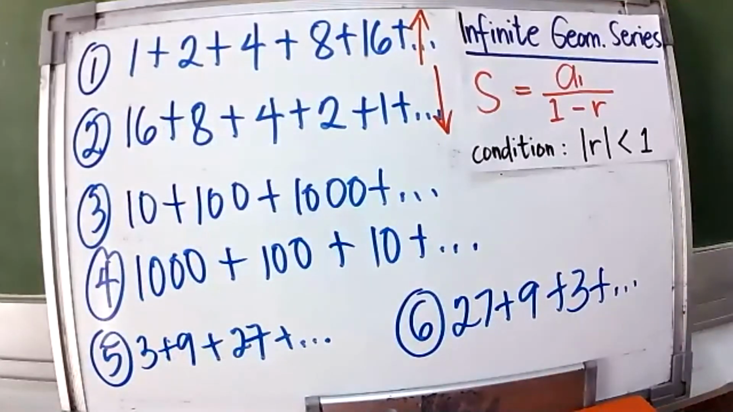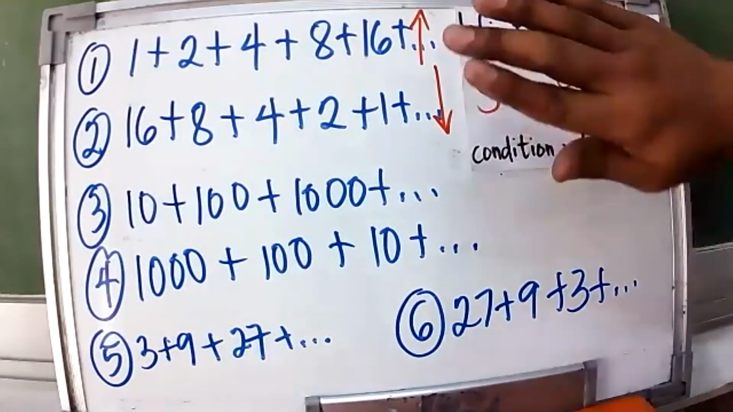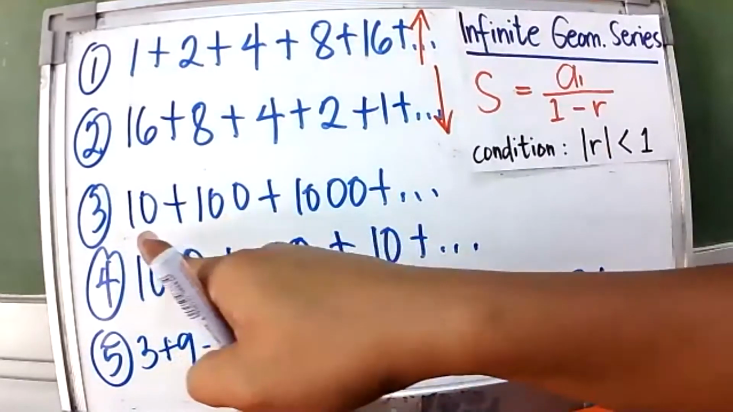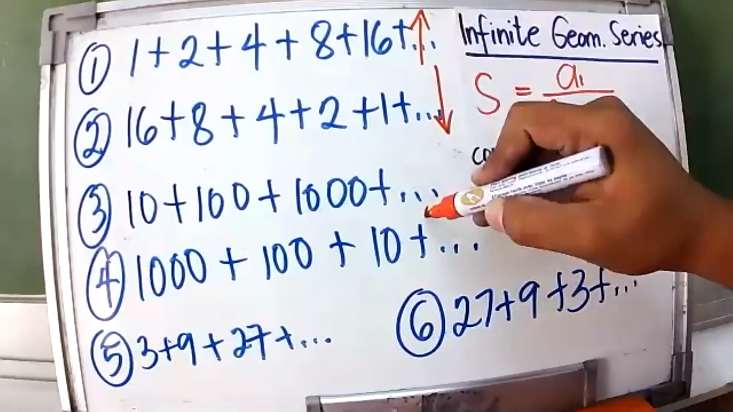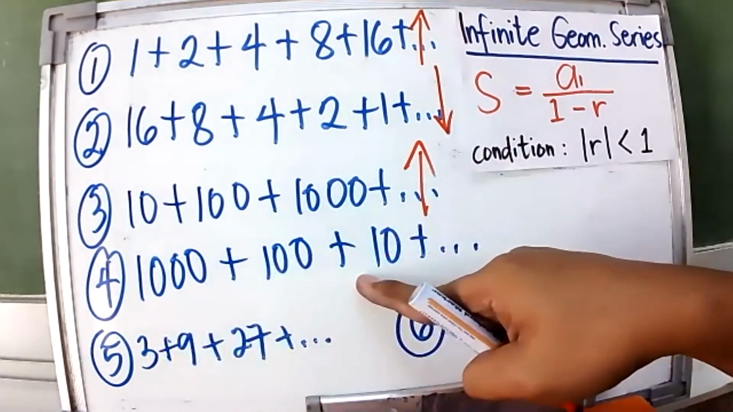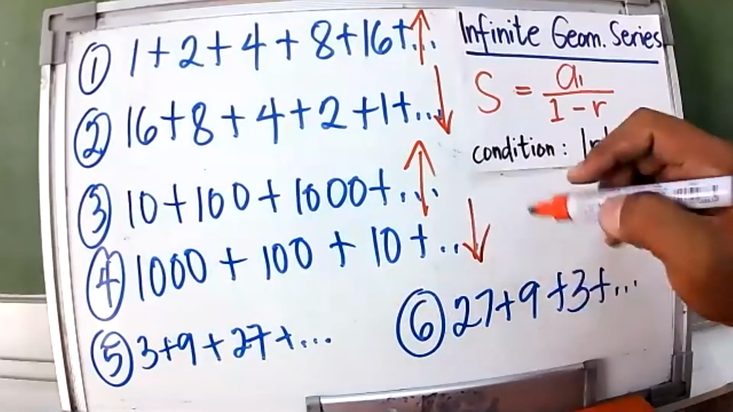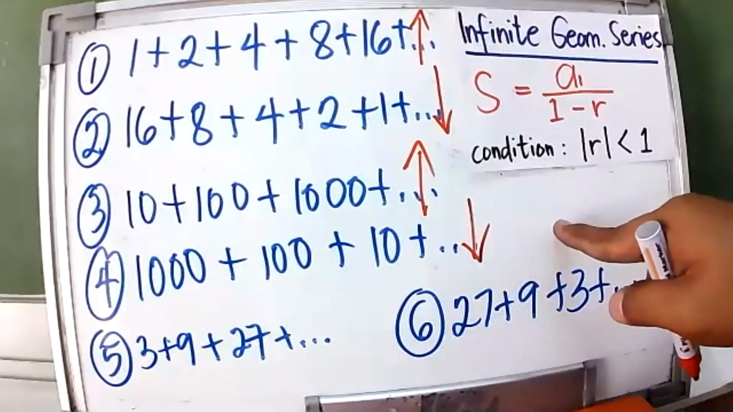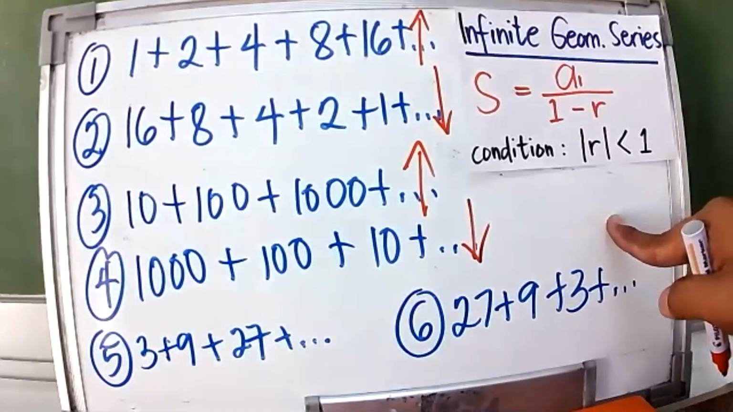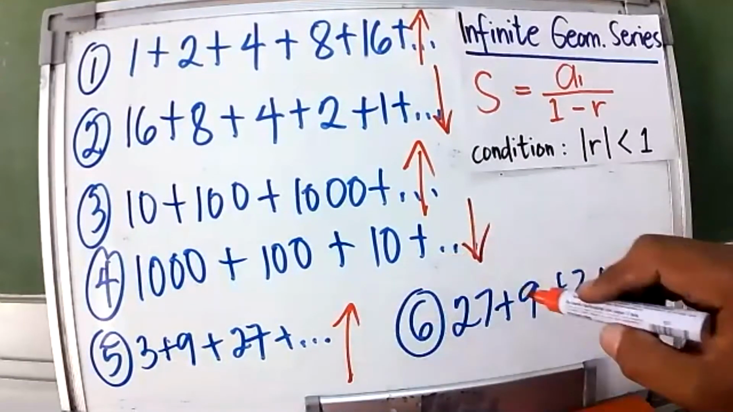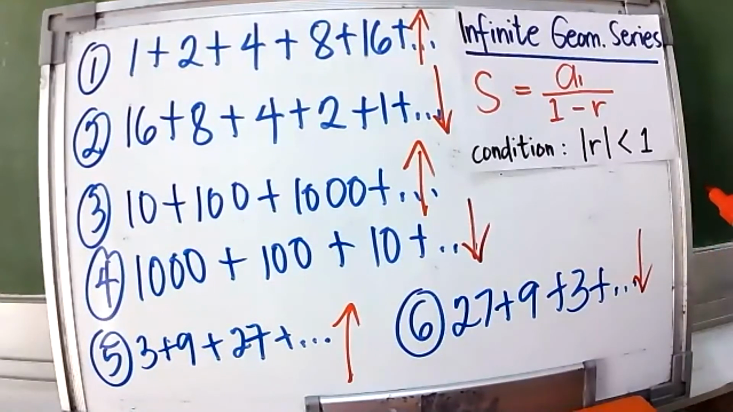Therefore, if we will just analyze here without looking at the condition yet, remember, if the number is increasing, 10, 100, 1,000, it doesn't have the sum. But if it is getting smaller, it's decreasing, this has a sum. Because eventually, the values will just become 0.0000000, which is equivalent to 0.